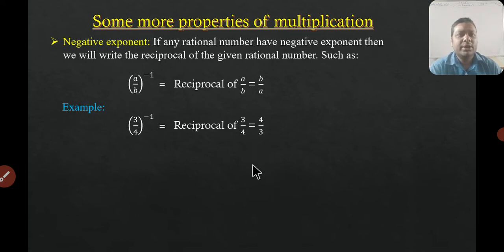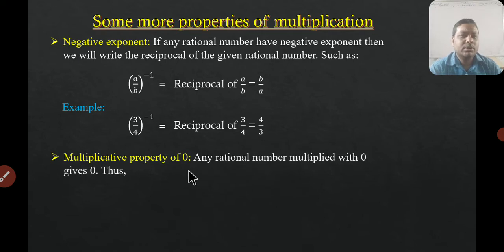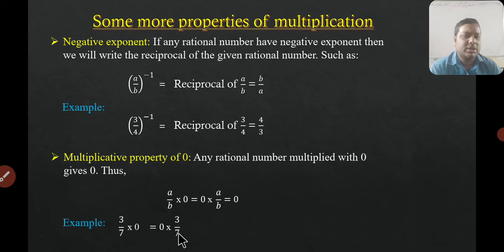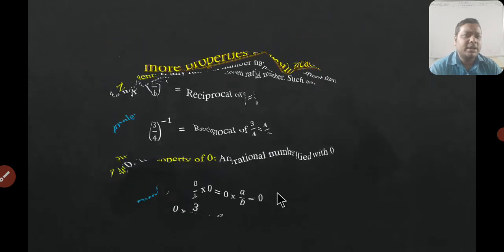Okay students. Now next, the multiplicative property of 0. Any rational number, if it is multiplied with 0, always gives 0. It means a by b into 0 or 0 into a by b, in both cases we will get 0. For example, if we multiply 3 by 7 with 0 or 0 with 3 by 7, the answer will always be 0. So I hope that you all have understood. Let's move to the next property.